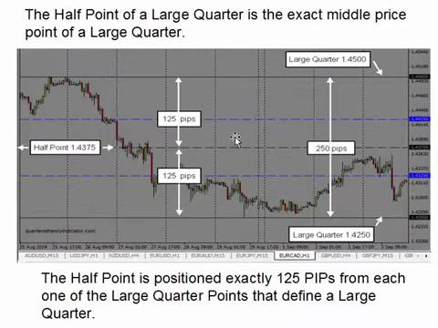The half point of a large quarter is the exact middle price point of each large quarter. The half point is positioned exactly 125 pips from each one of the large quarter points that define a large quarter.